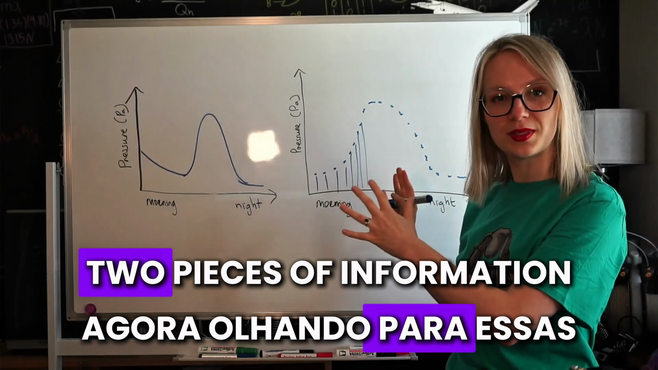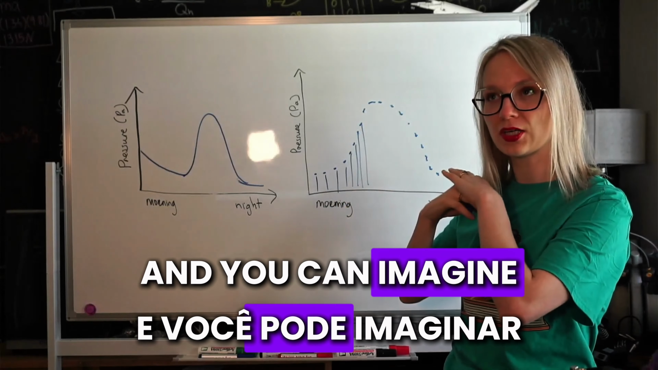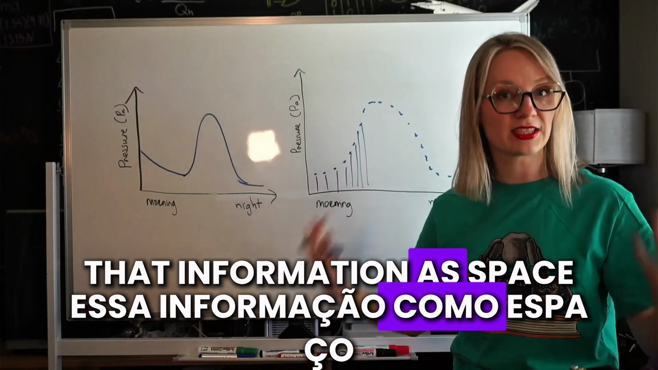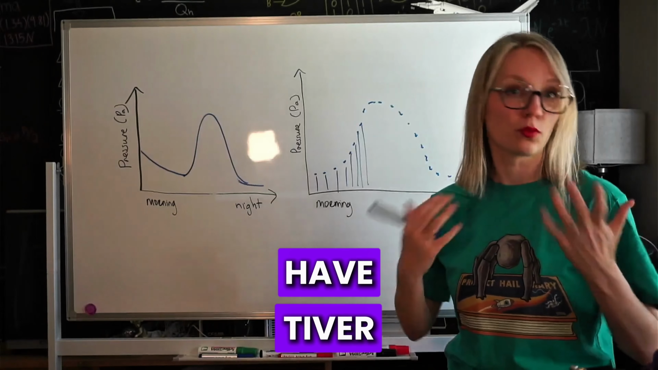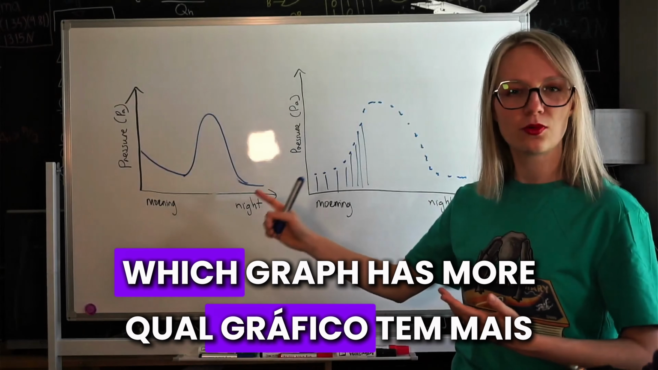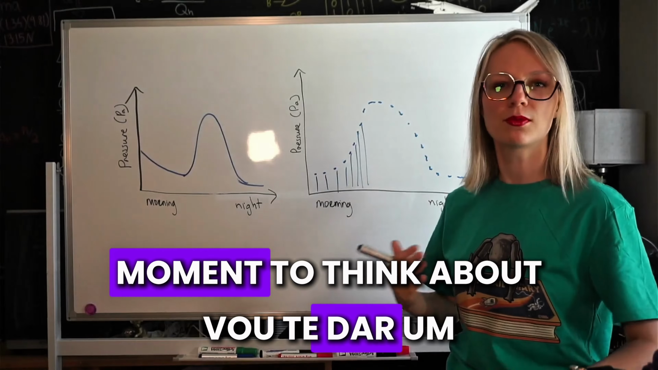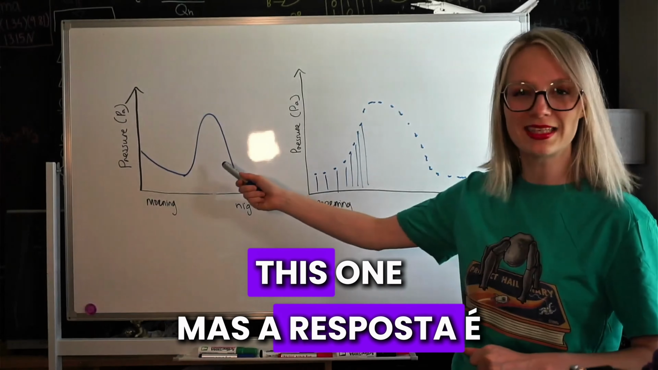Now looking at these two pieces of information, you can imagine that information has space. The more information you have, the more space it takes up. Which graph has more information? I'll give you a moment to think about it. But the answer is this one.